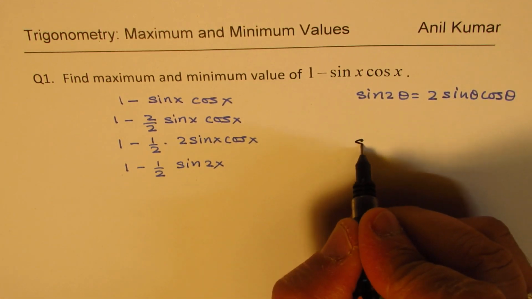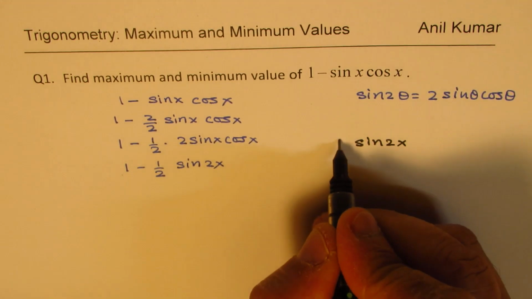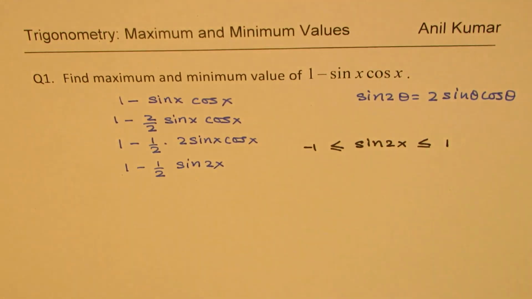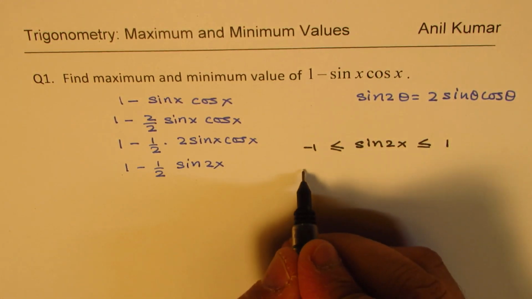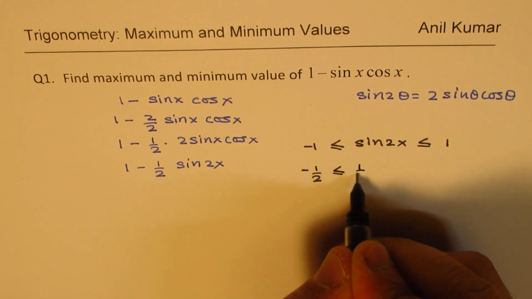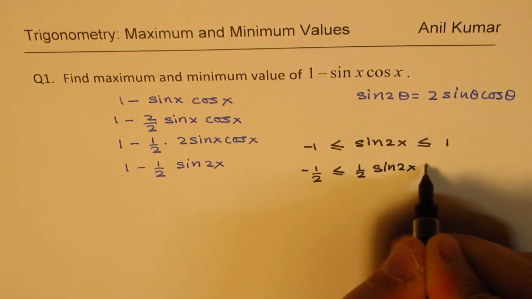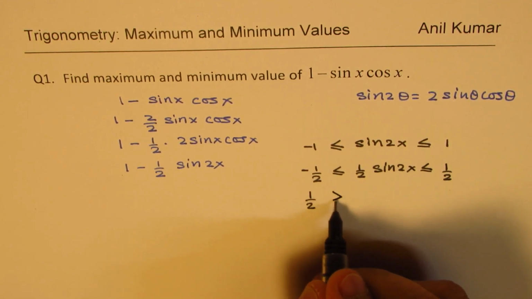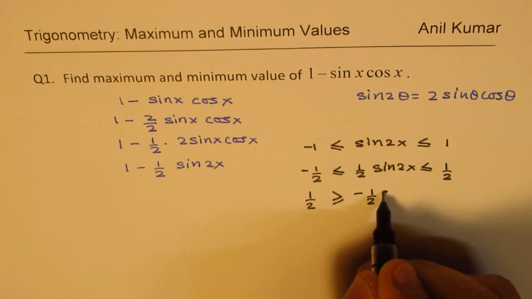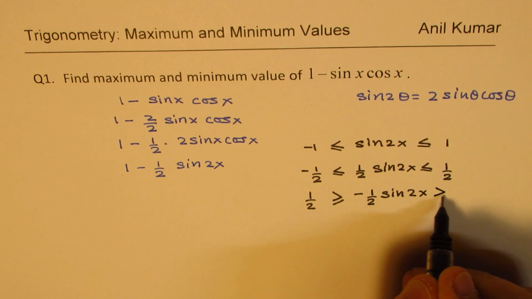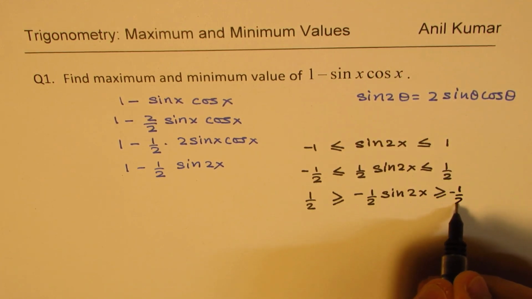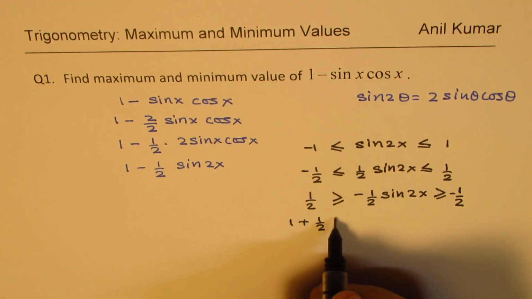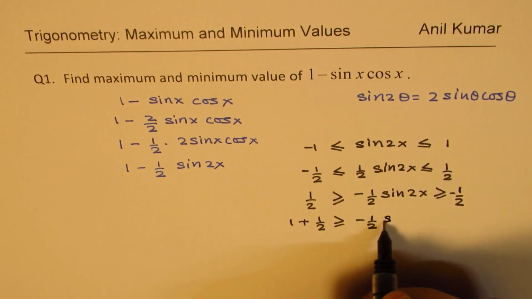As far as the sine 2x value is concerned, it will be between -1 and +1, correct? If I multiply by half, then it becomes minus half to half of sine 2x. If I multiply by negative, the sign changes, so we get negative half sine 2x, between negative half and half, right? Clear? Now if I add 1, I get 1 plus half, and 1 minus half sine 2x.